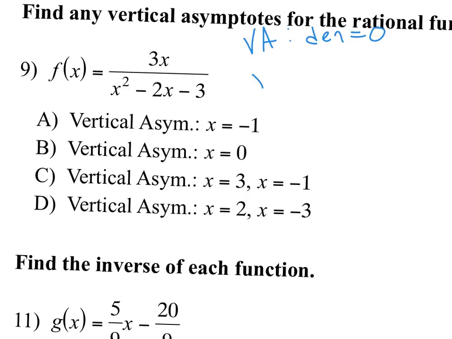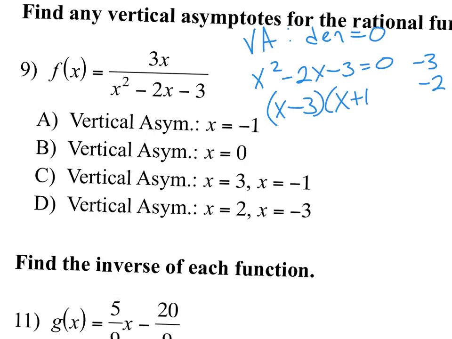So for this one, I'm going to write the denominator, x squared minus 2x minus 3, equal to 0. And by golly, that looks factorable. In fact, it is. I'm looking for things that multiply to negative 3 and add up to negative 2. That's going to be x minus 3 and x plus 1. That means I have x equals 3 and x equals negative 1. Those are both vertical asymptotes.